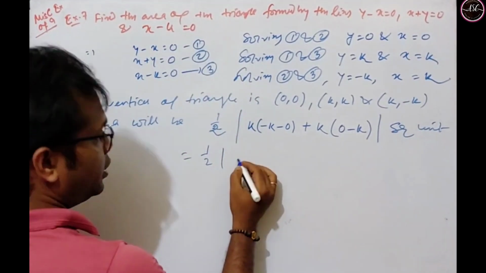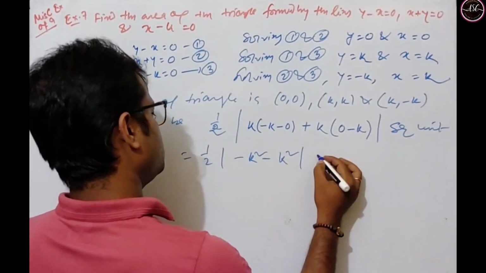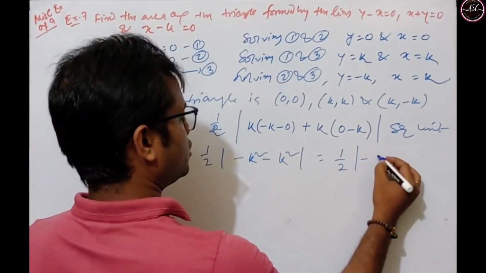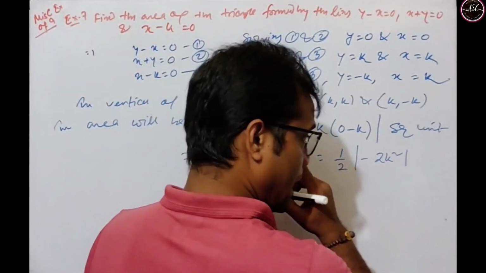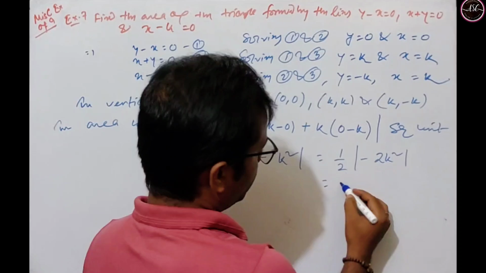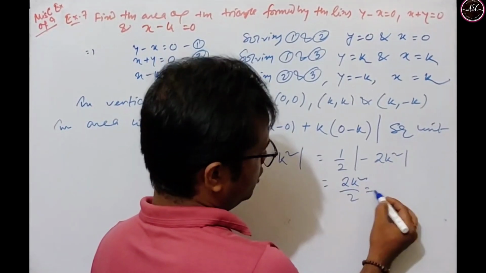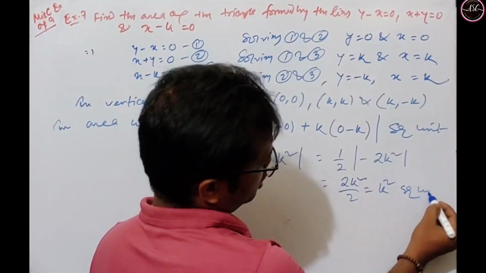So half of mod, here this is minus k square and this is also minus k square. So half of minus of 2 k square. Okay, and within mod minus 2 k square will be plus 2 k square. If we remove the mod, so 2 k square divided by 2, that means k square square unit.